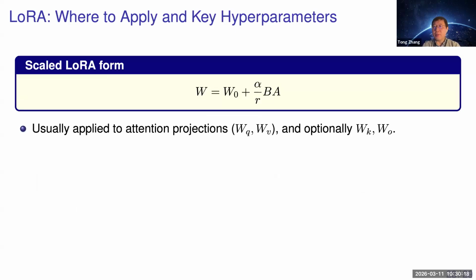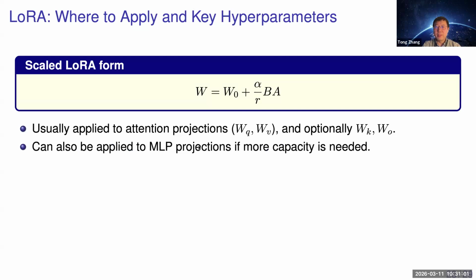One thing about this is where to apply it. In the original LoRA paper, they were especially looking at attention. In attention, we have the query projection matrix and the value projection matrix. These two are always there. You could also do the key matrix and the O matrix, depending on where, or you freeze those. But essentially, the key part is here. People use LoRA to do all that.